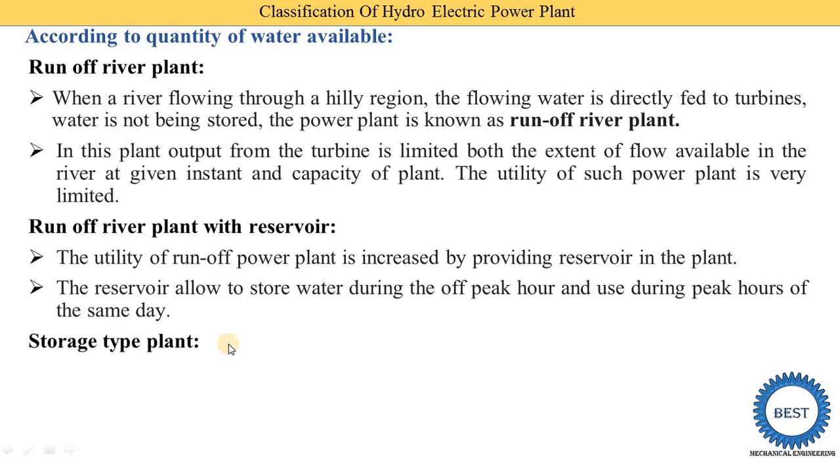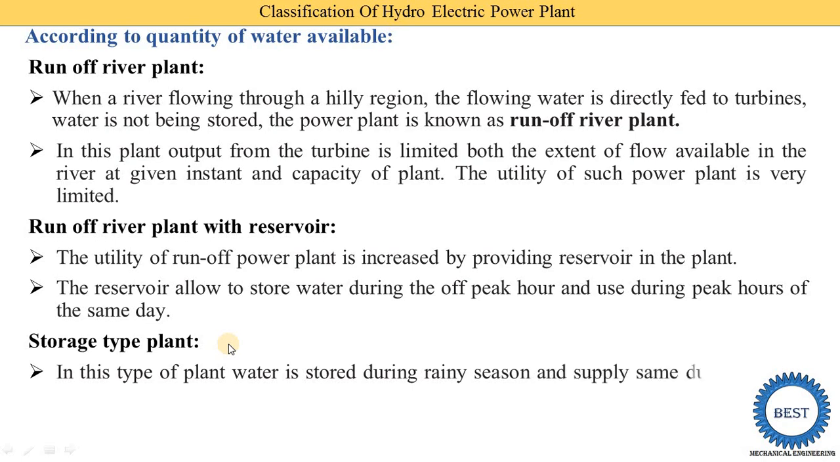Third one is the storage type plant. Storage type plant means in this type of plant, water is stored during the rainy season and supplied during the dry season. Means there is a very large dam constructed on the river. Okay, suppose in Gujarat we are discussing, there is the Sardar Sarovar dam on the Narmada river. Okay, on this Narmada river we create the dam to store the water.